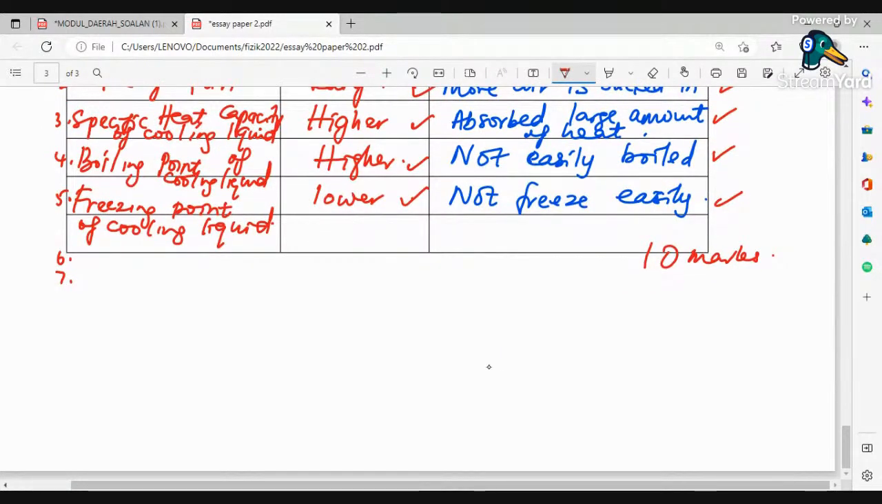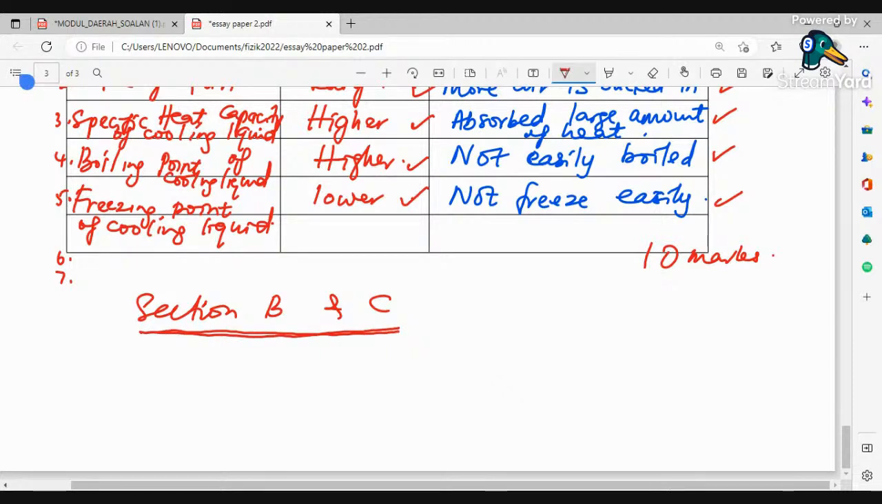Okay, so for essay part, paper 2 section B or C, you must try to answer. Okay, try to use the concept related correctly and try to answer using table form.